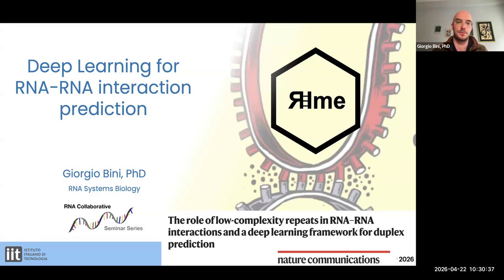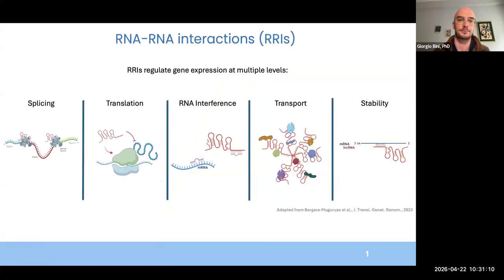I'm Giorgio Bini and I am a postdoc at the Italian Institute of Technology in the group of Gian Gaetano Tartaglia. My research focuses on the intersection between AI and RNA biology, where I develop deep learning tools to predict RNA-RNA interactions. The work I did during my PhD has led to a paper that was recently published in Nature Communications. Today I will present the main result behind the project.